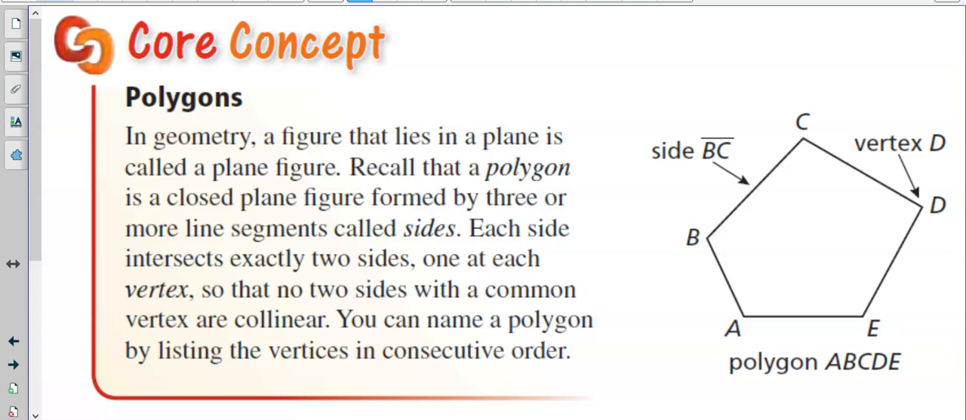Each side intersects exactly 2 sides, one at each vertex. The vertex is a corner. So that no 2 sides with a common vertex are collinear. Otherwise, you just have a line.